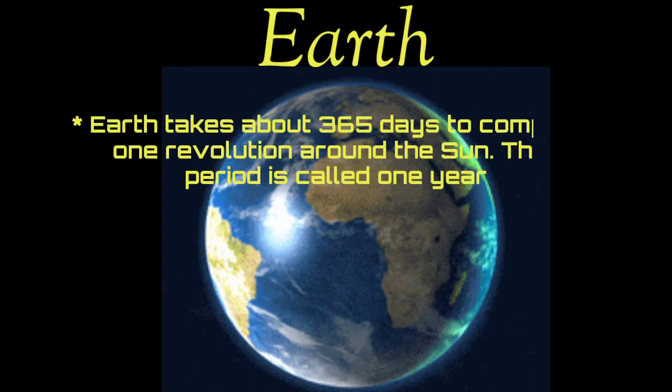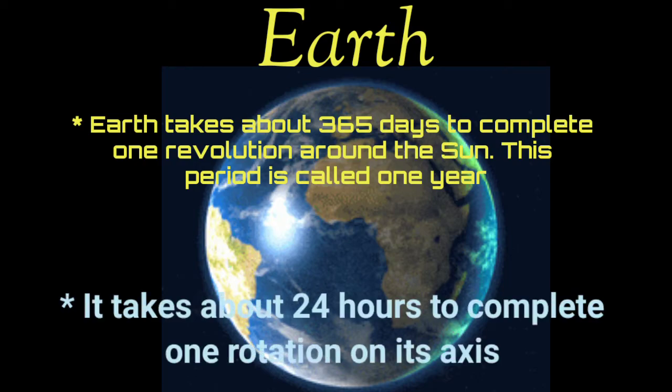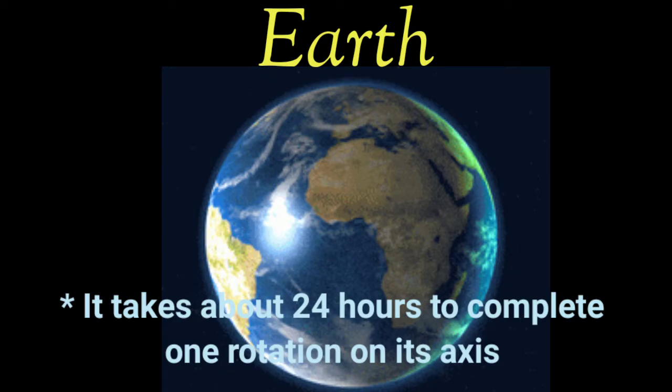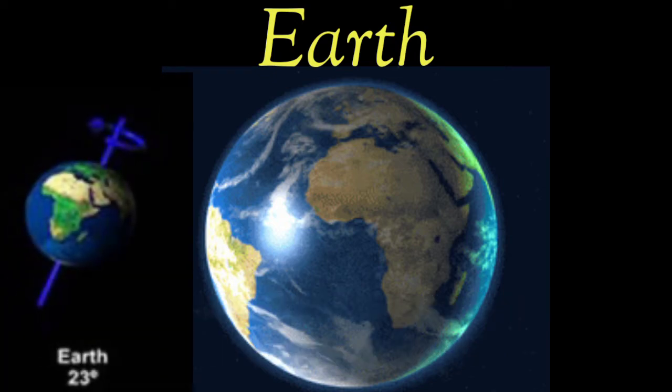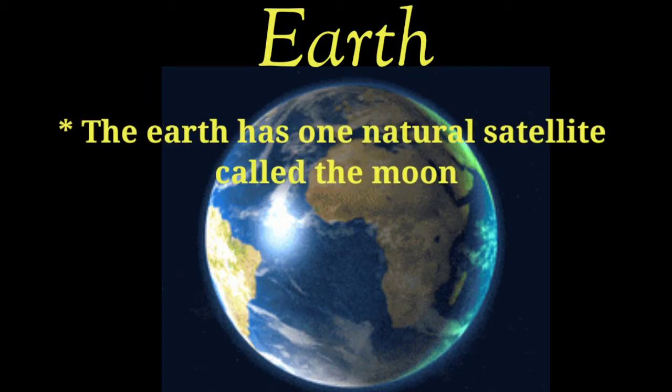Earth takes about 365 days to complete one revolution around the Sun. This period is called 1 year, and it takes about 24 hours to complete one rotation on its axis. The rotation of the Earth on its axis causes day and night. The axis of the Earth is tilted with respect to the plane of its revolution, and this is responsible for the change in season. Earth has only one natural satellite, that is our moon.